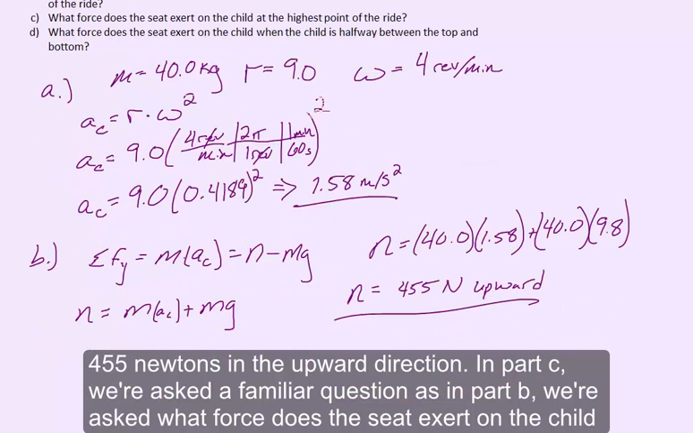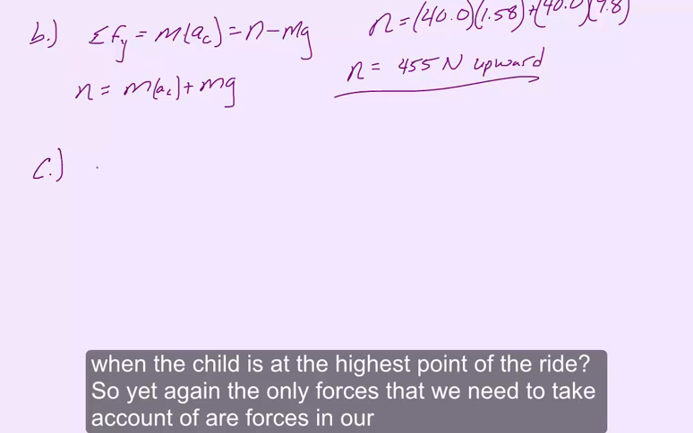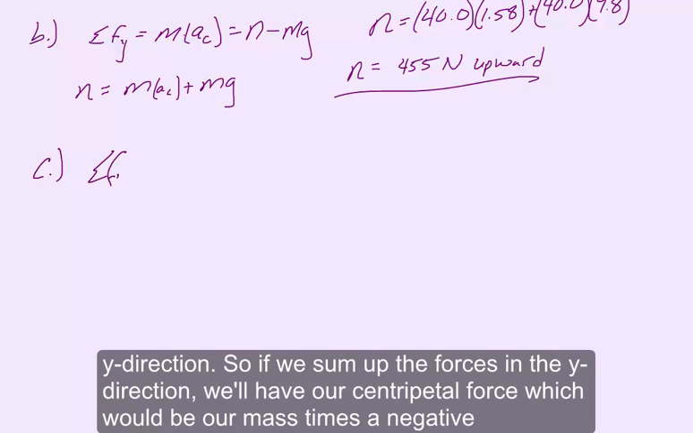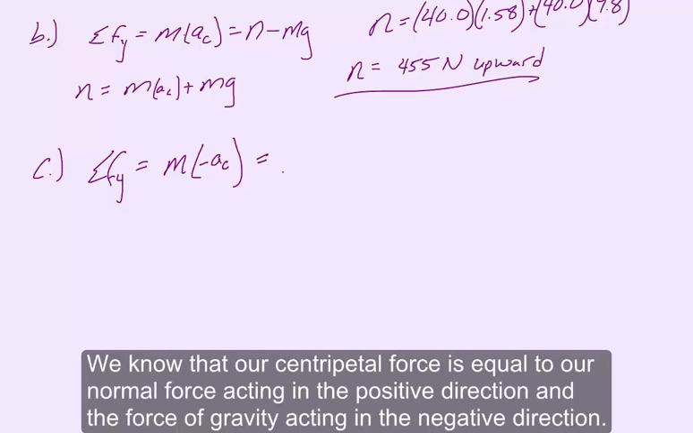In Part C, we're asked a familiar question, as in Part B. We're asked, what force does the seat exert on the child when the child is at the highest point of the ride? So yet again, the only forces that we need to take account of are forces in our y direction. So if we sum up the forces in the y direction, we'll have our centripetal force, which will be our mass times a negative centripetal acceleration. Centripetal acceleration will be negative because no external force is applied to make the seat follow the circular path. We know that our centripetal force is equal to our normal force acting in the positive direction and the force of gravity acting in the negative direction.